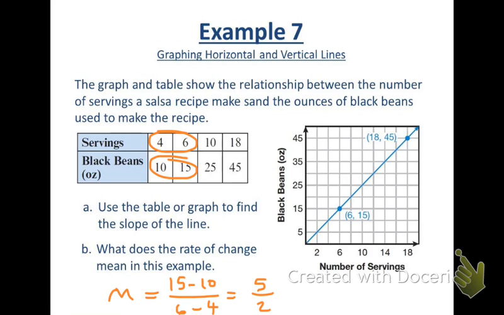Now, what does this mean? Every 2 servings of salsa requires 5 ounces of black beans.